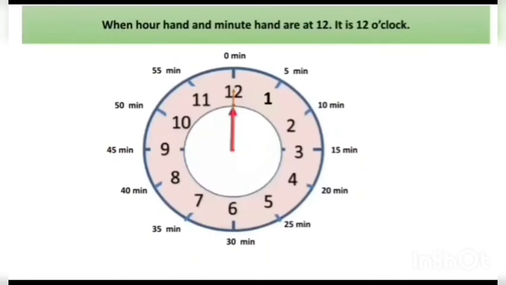When the hour hand and minute hand are at 12, it's 12 o'clock. Children, you can see the hour hand as well as the minute hand are at 12. So whenever both the hands are on 12, that means the time is 12 o'clock.